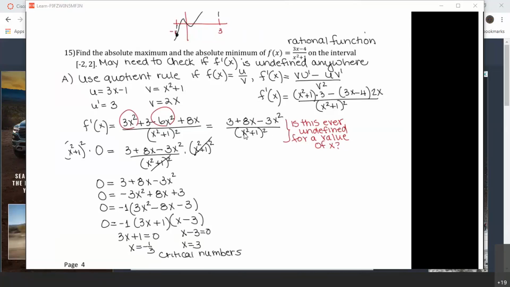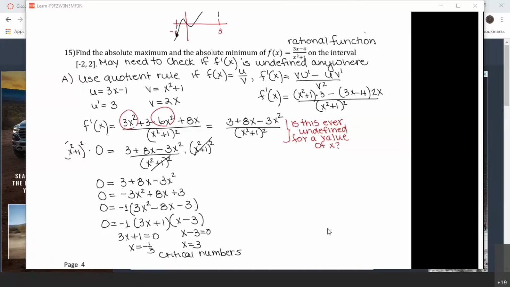If you pick a more negative value, say -5, -5 squared is 25. 25 plus 1 is 26. 26 squared, some big number. Pick a positive value of x, like 1. 1 squared is 1. 1 plus 1 is 2. 2 squared is 4. Fractions aren't going to help at all.